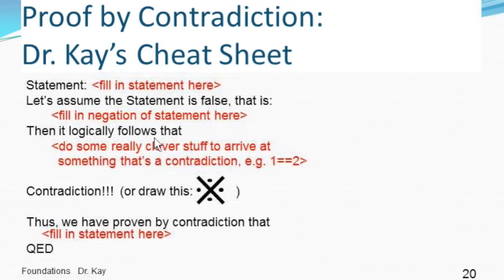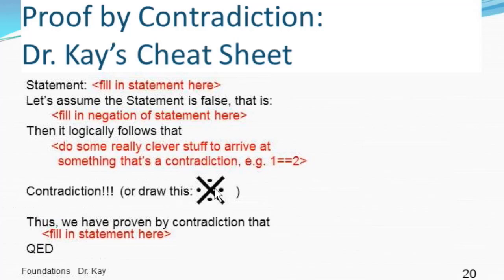And now you've got to do the really clever stuff so that you end up with a contradiction. So you get, say, 1 equals 2, or the sky is, I don't know, pink with purple polka dots or whatever. At which point you write contradiction. And you have to tell me that you found a contradiction.